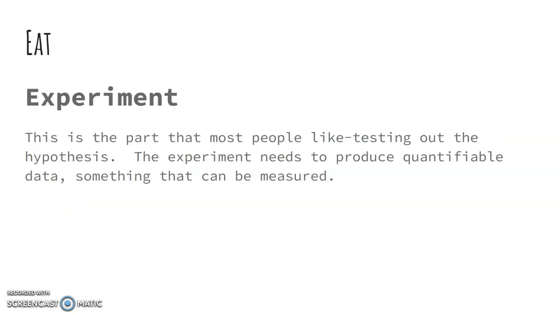E is for experiment. So this is the doing process. This is the part that you are actually testing your hypothesis. So the experiment needs to be quantifiable, meaning that you can collect data. And that is something that can be measured and also repeated. So if you are going to perform an experiment, you should have a step-by-step process that another scientist could come in, read it exactly the way you perform it, and duplicate the experiment as well.